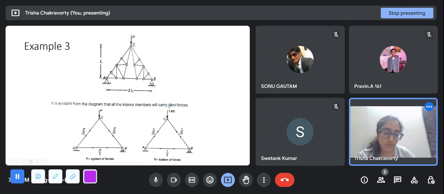put a unit load in this direction. So the forces will again get divided by P: 1 by root 2, minus 1 by root 2, minus 1 by root 2, and this will be plus half. This is our P system of forces, this is our K system of forces.